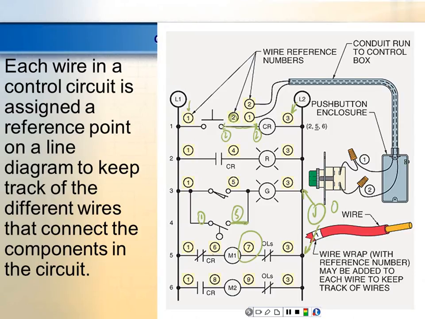Each wire number in a control circuit is assigned a reference point on a line diagram to keep track of the different wires that are connected to the components in the circuit.